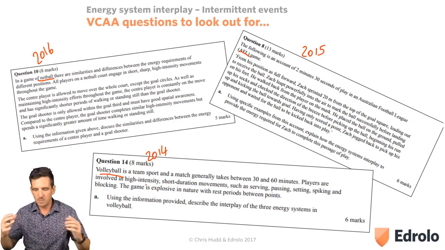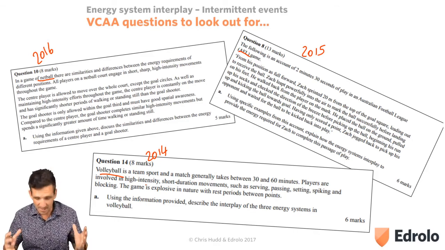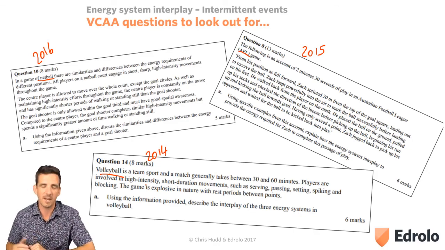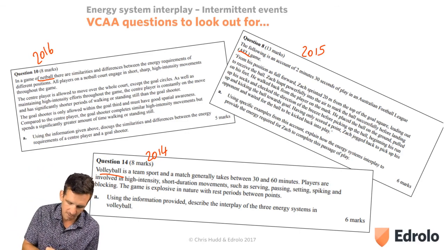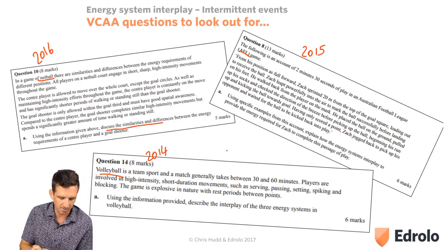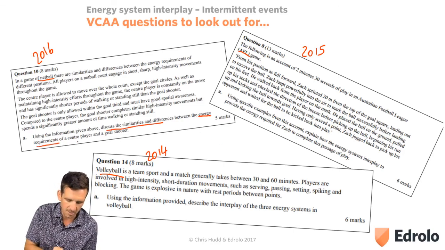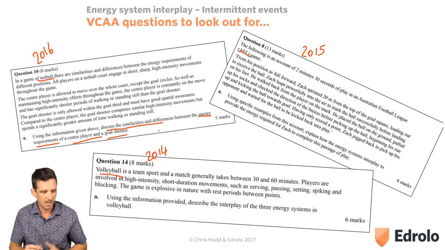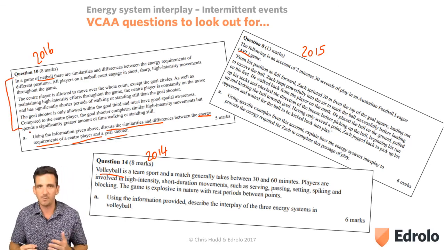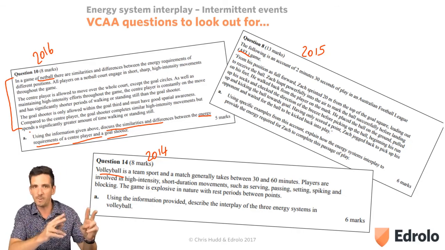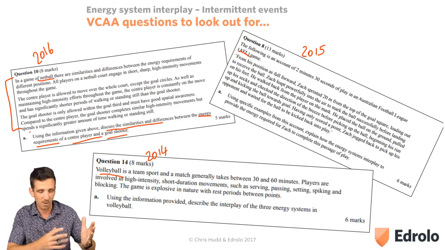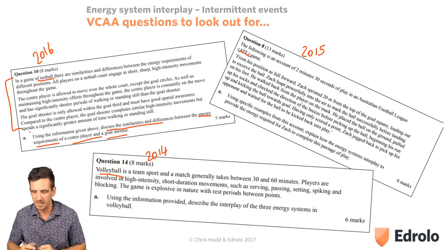And to be perfectly honest, the question is exactly the same each time. That Kobe Bryant one, talk about the energy contributions in the last 3 minutes. Here, using the information above, discuss the similarities and differences in the energy requirements of a centre player and a goal shooter. So you just had to give energy system interplay for two different people in the same game. A bit more complicated, same concepts there.